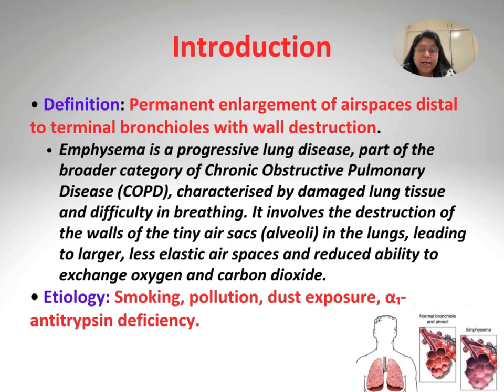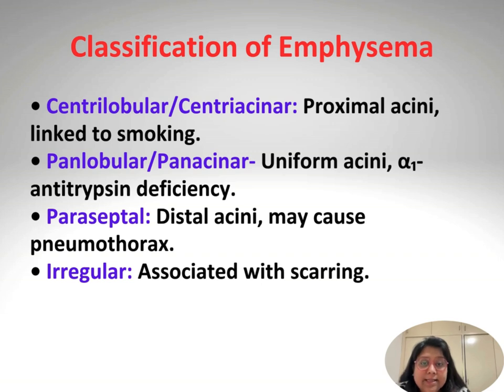The etiology includes smoking, pollution, dust exposure, and alpha 1 antitrypsin deficiency. Emphysema is classified into four types: centrilobular, panlobular, paraseptal, and irregular.